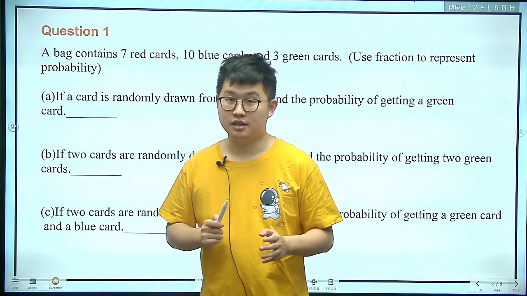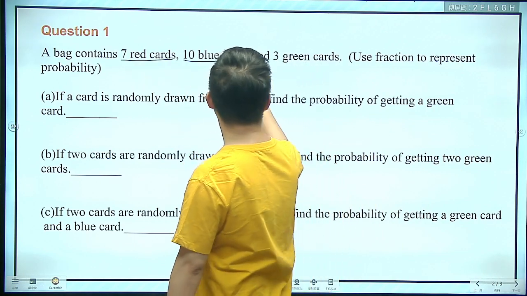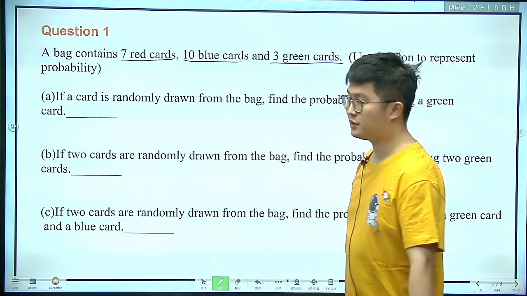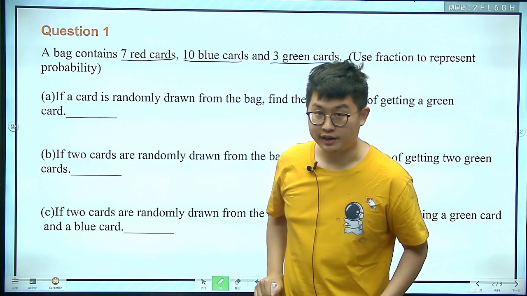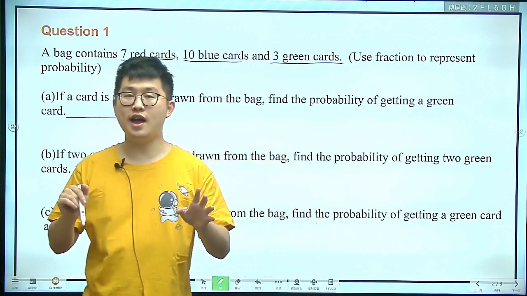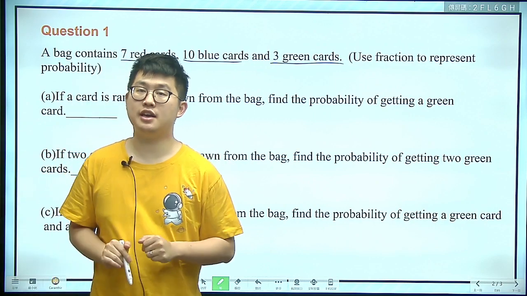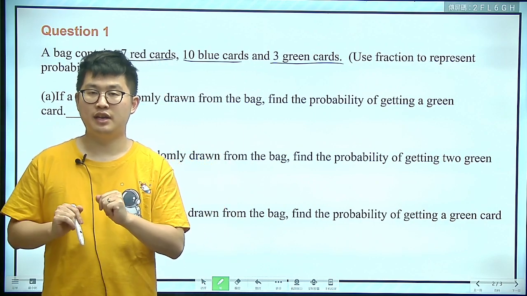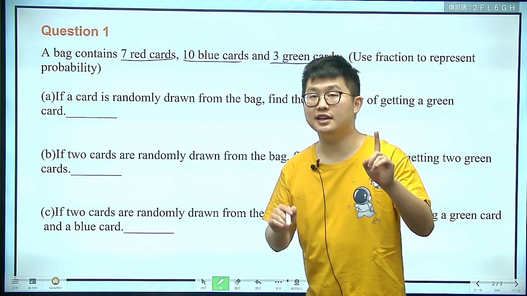There is a bag, and it contains 7 red cards, 10 blue cards, and 3 green cards. If a card is randomly drawn from the bag, we need to find the probability of getting a green card. This is very easy because there's only one step.